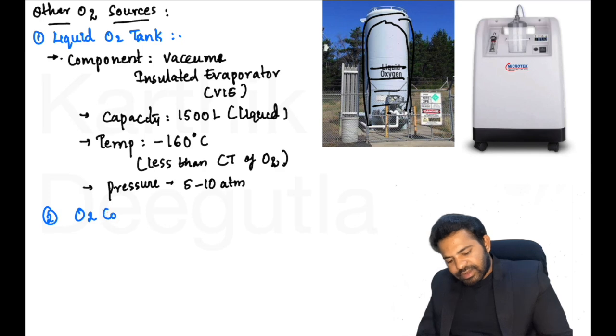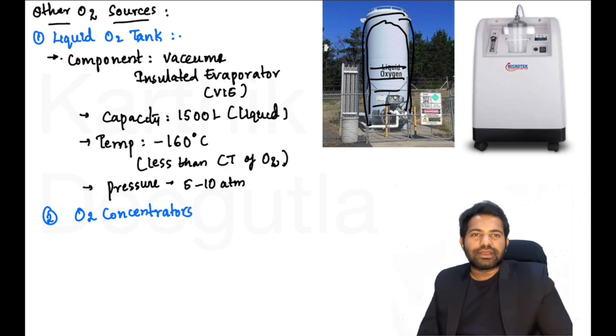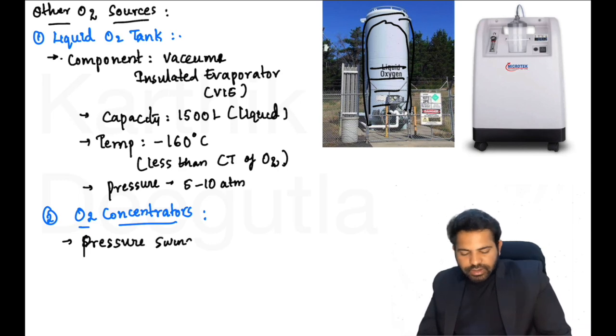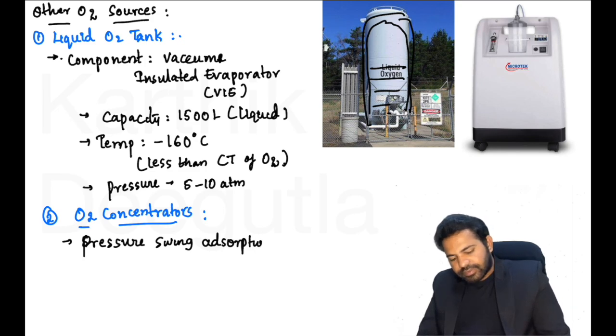The second thing is oxygen concentrators. During the COVID time, we have seen many people buying oxygen concentrators and putting them at home, using a mask. Okay, oxygen concentrators. What is the principle of an oxygen concentrator? It uses a special technology which is known as pressure swing absorption technology.